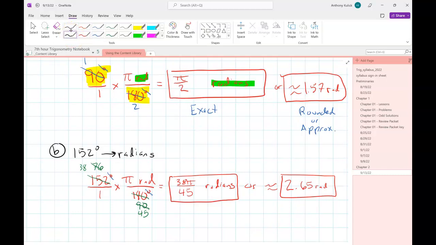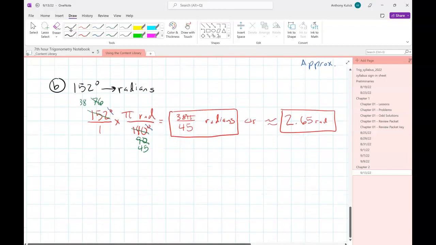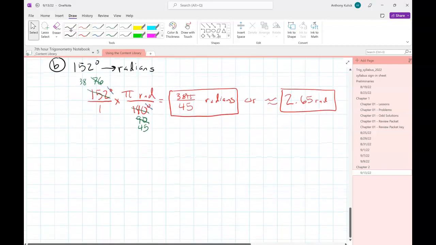Again, depending on the directions, might call for an exact answer or a rounded answer. Just would depend on your directions, which one you'd want to do. If you're given the choice, then I would accept either, although Mr. Kulik prefers exact.